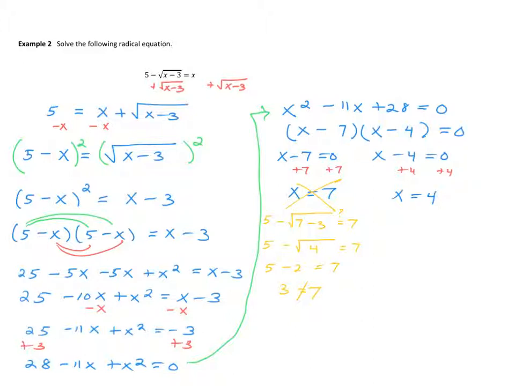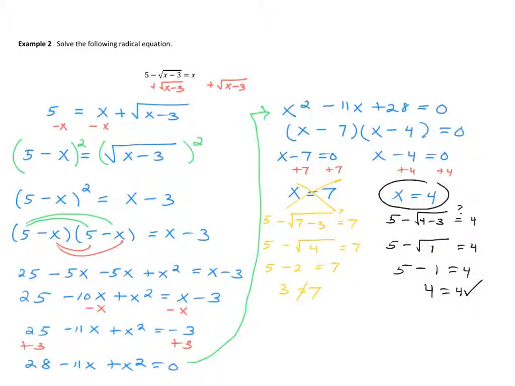Let's check that one. All right, if I try 4, that's 5 minus the square root of 4 minus 3 is equal to 4. So 5 minus the square root of 1, we're asking, is this true? And well, the square root of 1 is 1, and 5 minus 1 is 4. So this one actually did, in fact, work. Nice. So what this means is x equals 4 is a solution. It turned out that x equals 7 was not. So that means 4 is the only solution to this original equation.